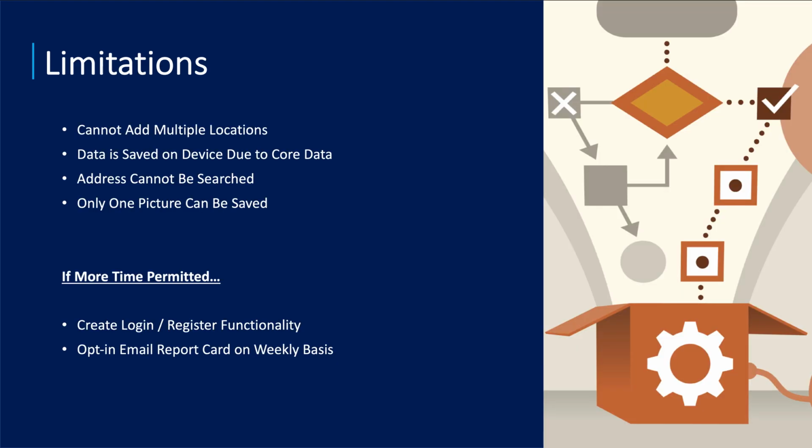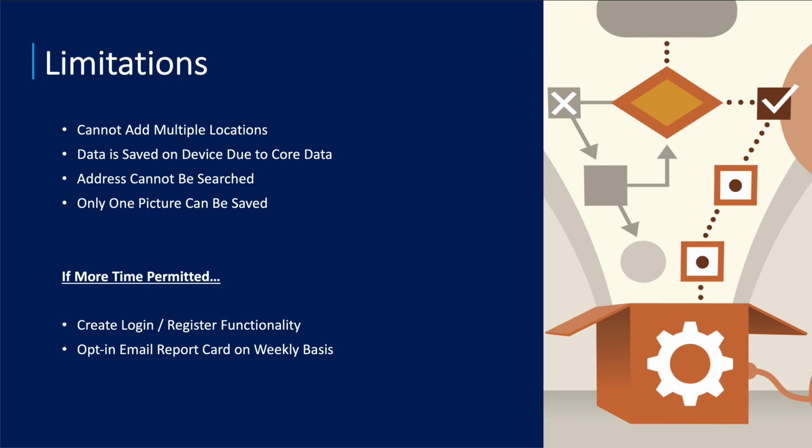Some limitations with the application is that you cannot add multiple locations. I wanted to keep it simplistic at the moment, and adding multiple locations I felt like would have been a little bit too cumbersome at first. I would like to see how my grandfather and other users would like to interact with the application and kind of go from there. Also, the way that the application was architected, data is only saved on the device, and this is due to core data.